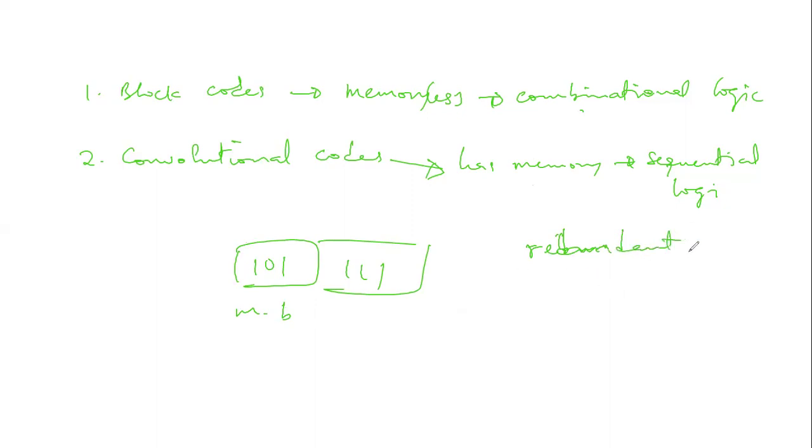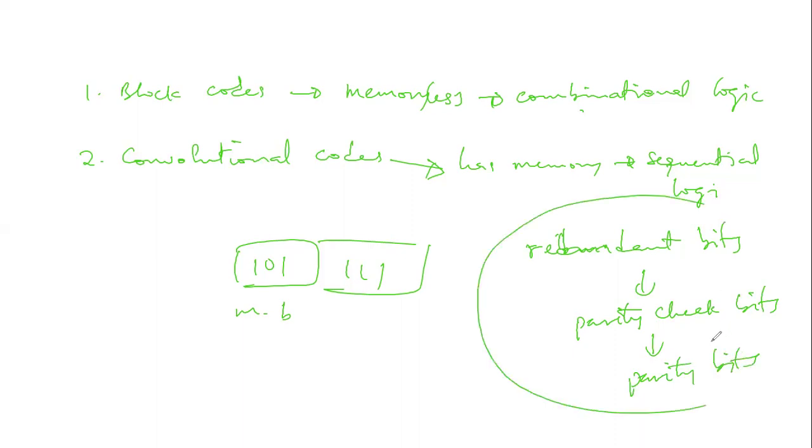Now, your redundant bits are also called parity check bits, or better still, parity bits. So when you see these, just know that we are actually talking about the same thing. Redundant bits, parity check bits, or parity.